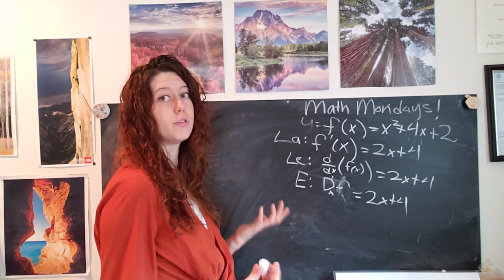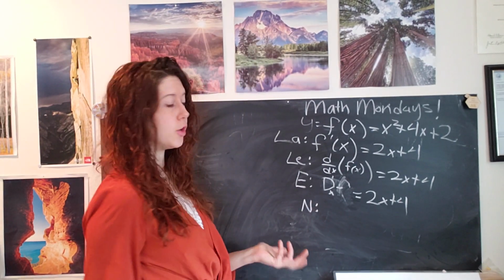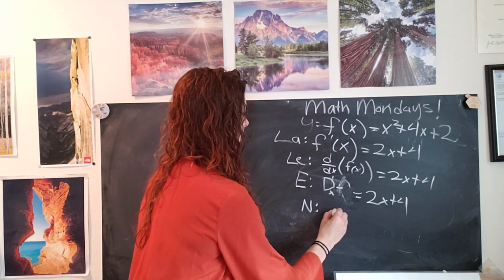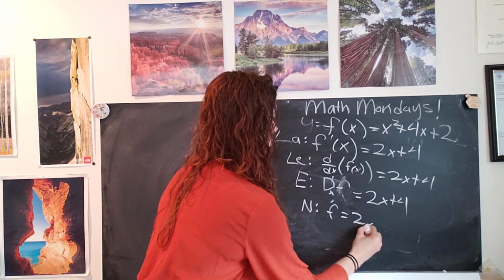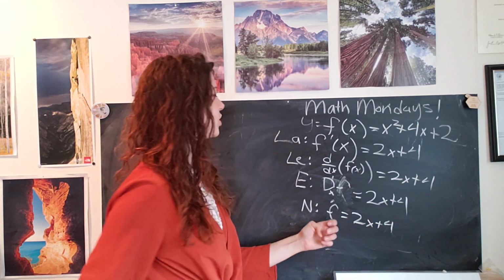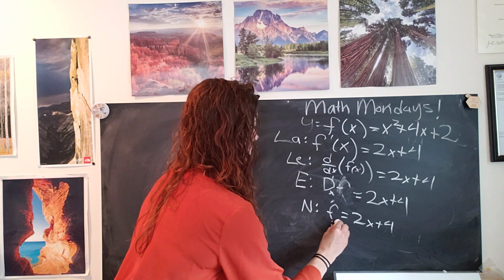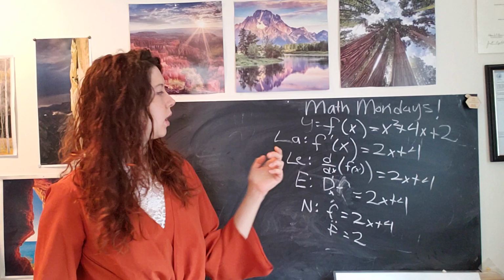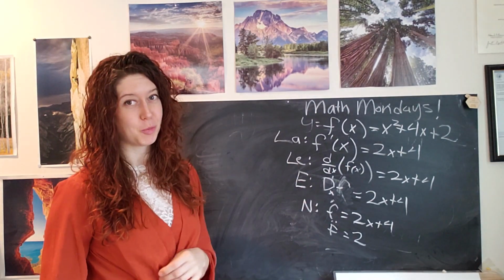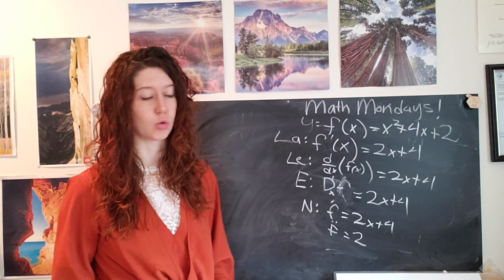And then lastly, you have Newtonian notation, which is called dot notation sometimes. And so this one, you have f dot equals 2x plus 4. And to do a second derivative, you would add a second dot. So 4 different ways to write the symbol that tells you to take the derivative.